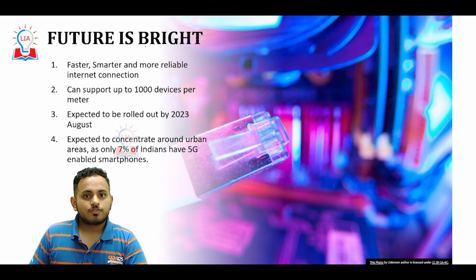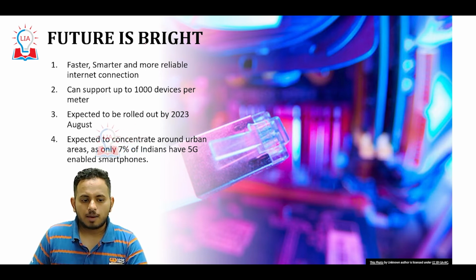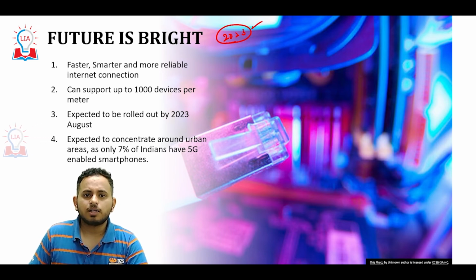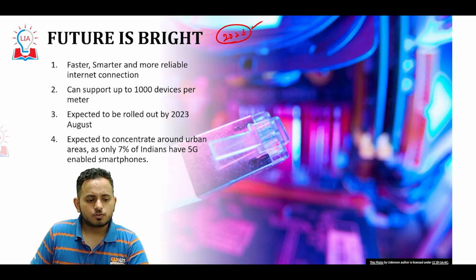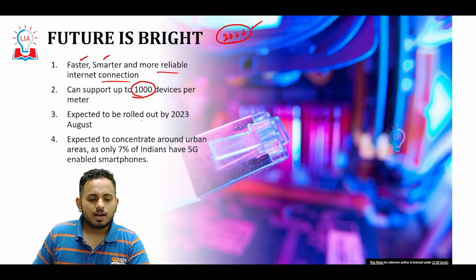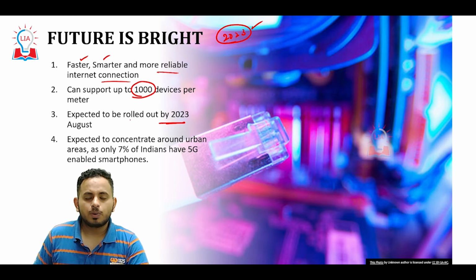What happens if the 5G rollout happens? The government is actually planning to have 5G rollout by the mid of 2023. By mid 2023, we will have 5G happening. So 5G would be faster, smarter and more reliable interconnection, and 5G can support up to 1,000 devices per meter, expected to be rolled out by mid or the end of 2023.